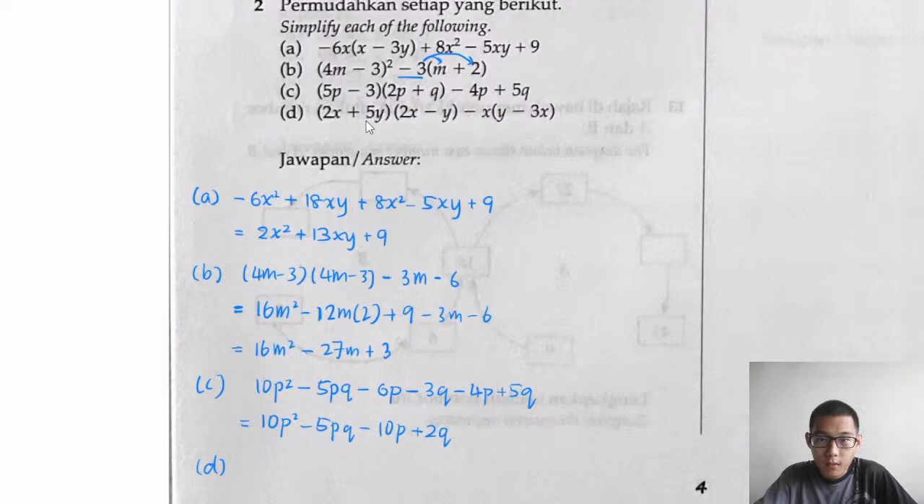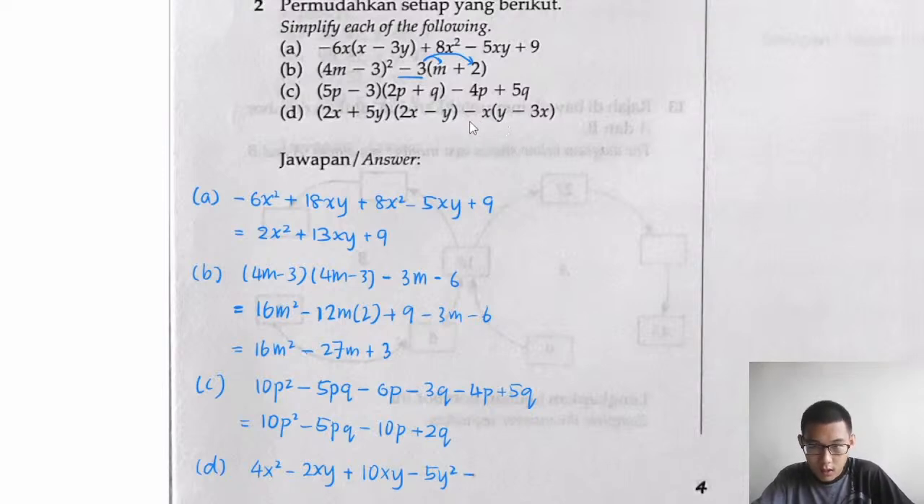Okay, 2x plus 5y with 2x minus y. 2x times 2x is 4x squared. 2x times negative y is negative 2xy. Now 5y times 2x is positive 10xy, and positive 5y times negative y is negative 5y squared. And then negative x times y is negative xy, negative x times negative 3x is equal to positive 3x squared.